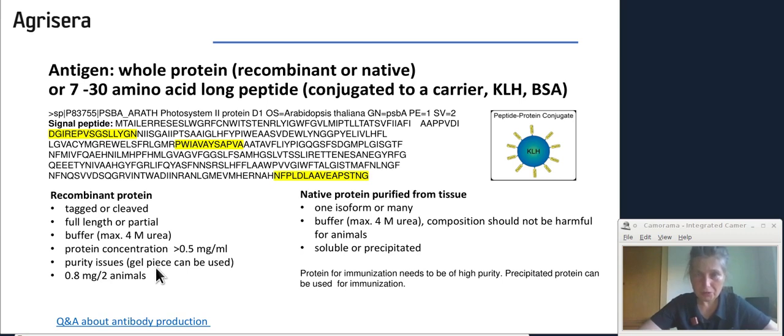If there are any purity issues, the protein can be separated on a gel and afterwards excised as a gel piece, homogenized and injected. This will help to remove contaminants. But we need to be sure that the band which has been injected contains only the protein under investigation, or protein to which we would like to produce the antibodies. When it comes to amounts required for immunization, for 2 animals we will need 800 micrograms. But this is just a standard amount. Much lower amounts can also be injected.